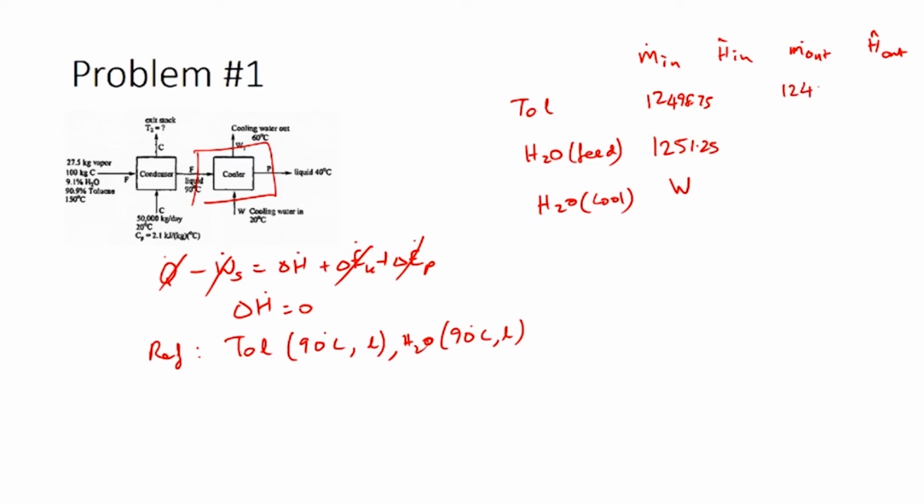So, you have 12,498.75, 1251.25 and W as the mass flow rates out. So, now let us look at which of the enthalpies would go to 0.